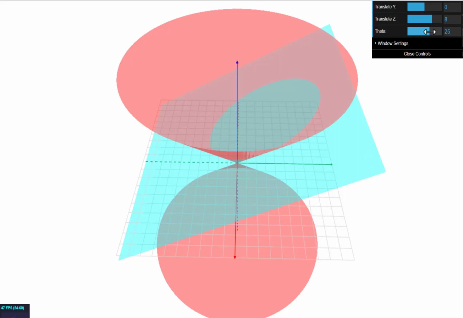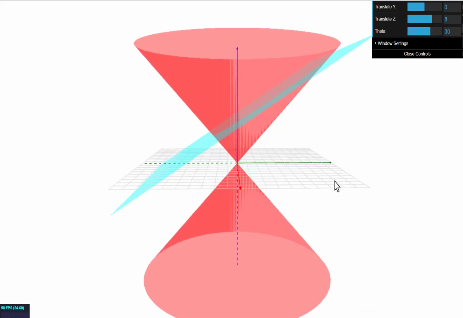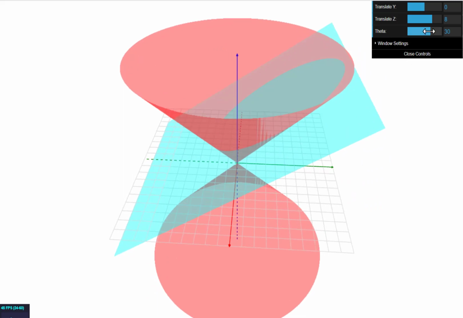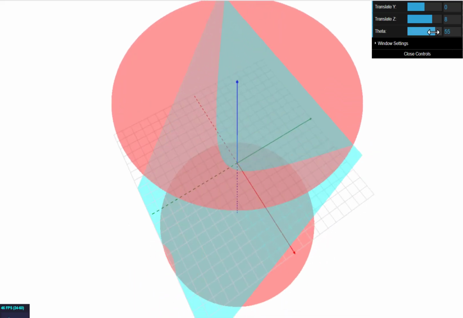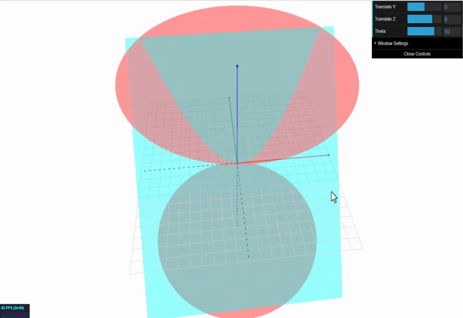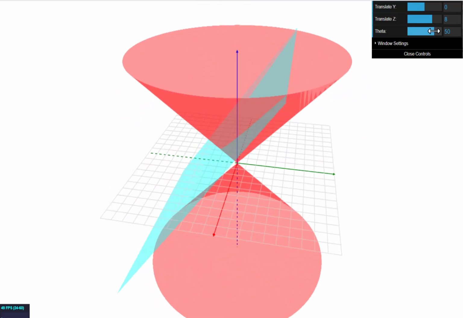If I were to continue to increase theta beyond the side angle measure of the cones themselves, then the plane would eventually come out the other side. And in that situation, we have a parabola that's created. So I'm trying to get that to lay on. There we go. Anyway, you can see the shape of the parabola here that's produced by intersecting the plane and the cone now.